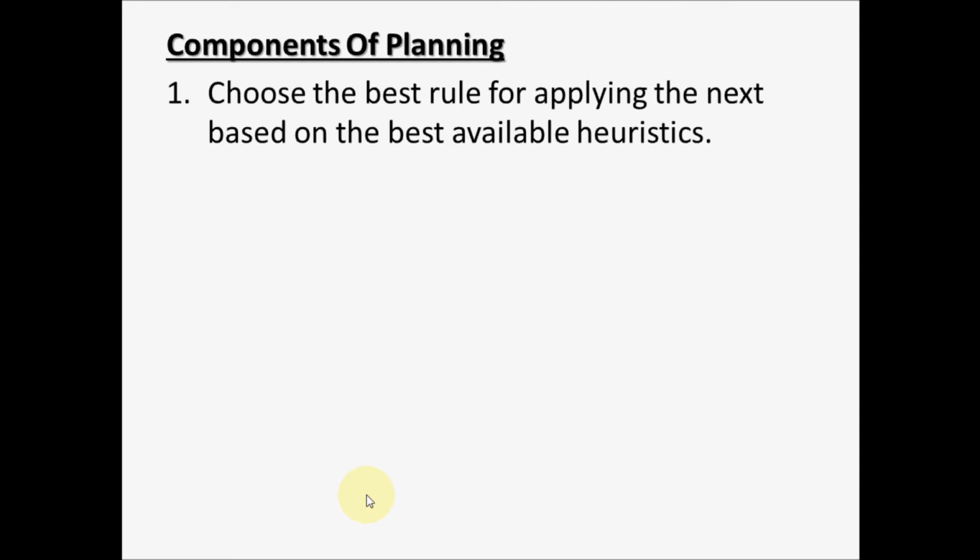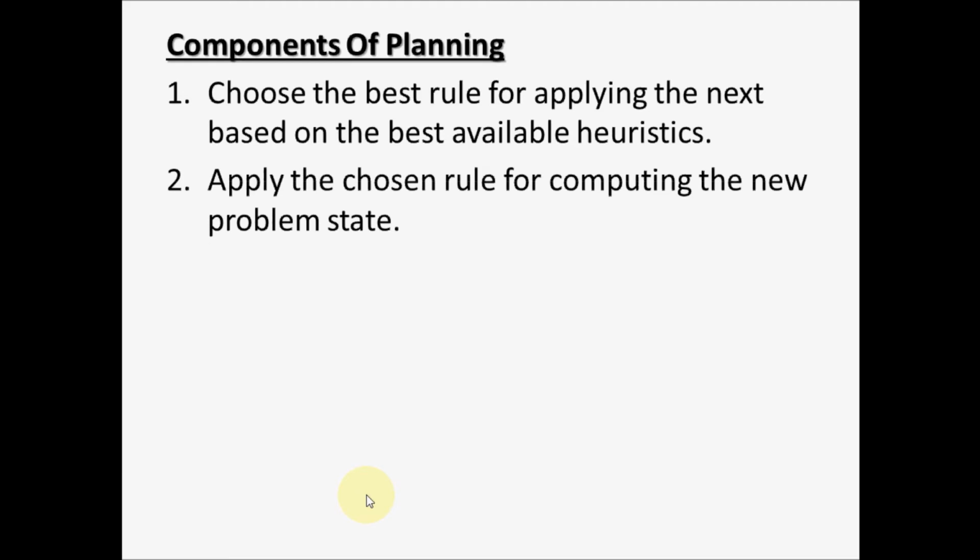So this is the first component of planning. The second component of planning is to apply the chosen rule for computing the new problem state. Once, out of all the possible rules, you have chosen the best rule, the second step says apply the chosen rule for computing the new problem state.